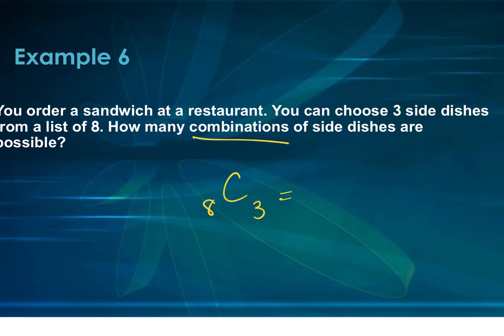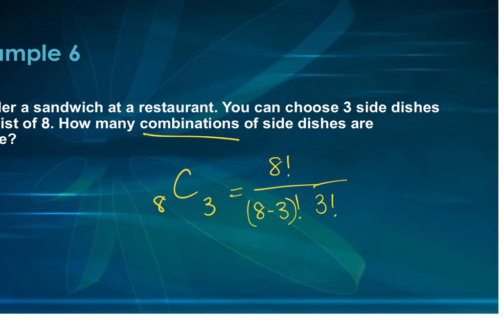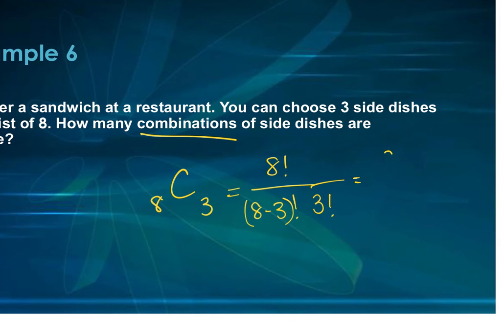So we're going to say this equals factorial on the top, so it'll be 8 factorial up here, over 8 minus 3 factorial. This is how we would write a permutation. But combination adds what in the denominator? An r factorial. What's r in this case? 3 factorial. Okay? So this is going to be 8 factorial over 5 factorial times 3 factorial.